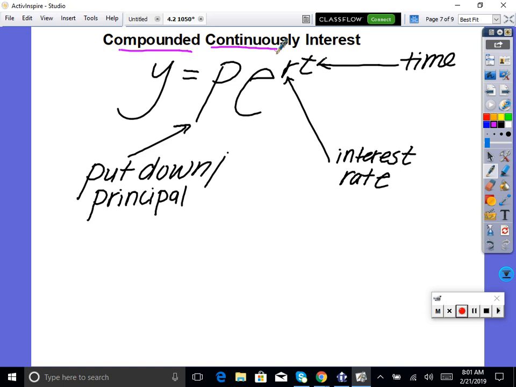P is the put down amount, E is E, R is the interest rate, and T is the time in the account. Just like with the other formula, you don't need to change the percent to be like 1.08. If we're getting 8% interest, you would just do 0.08. You'd plug it right in. As you can see, based on the format of that equation, it's exponential.